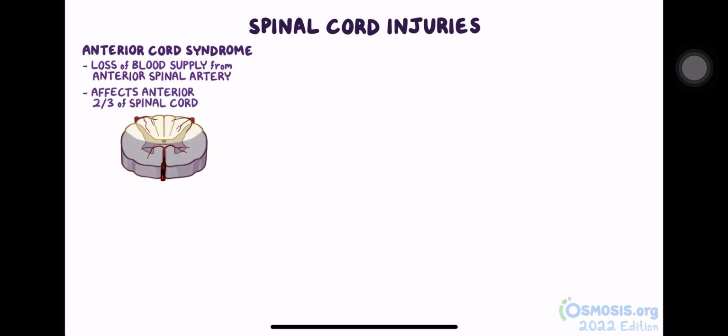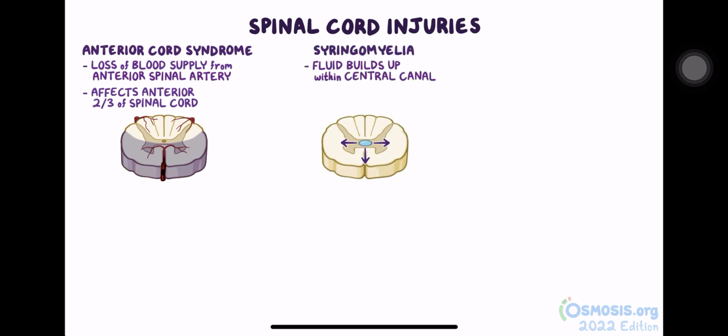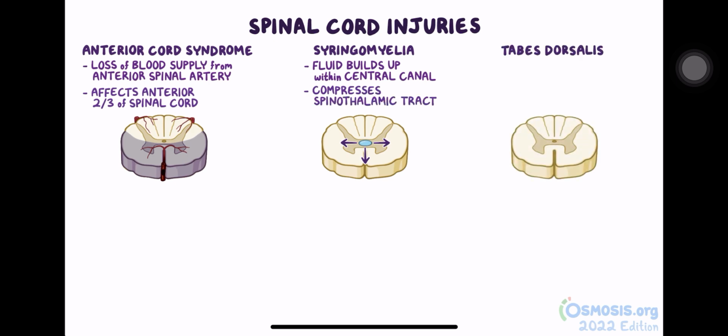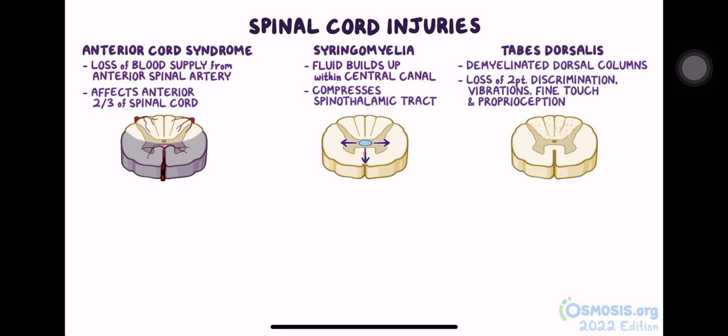the spinal cord. With central cord lesion, specifically syringomyelia, fluid builds up within the central canal, causing compression of the anterior white commissure of the spinothalamic tract. With tabes dorsalis, caused by tertiary syphilis, there's demyelination and degeneration of the dorsal columns and dorsal roots of the spinal cord, resulting in a loss of the sensations of two-point discrimination, vibrations, fine touch, and proprioception.